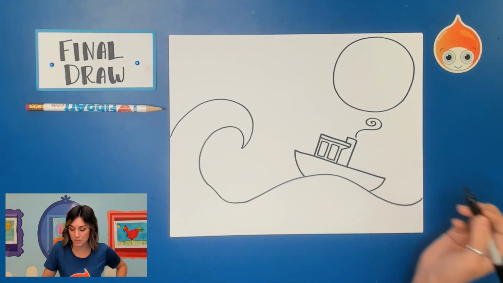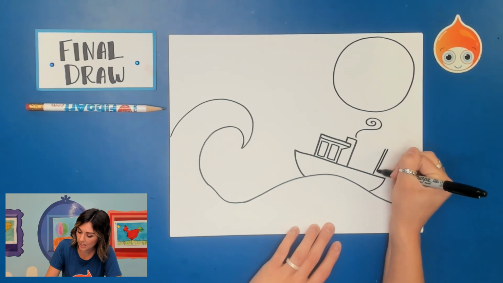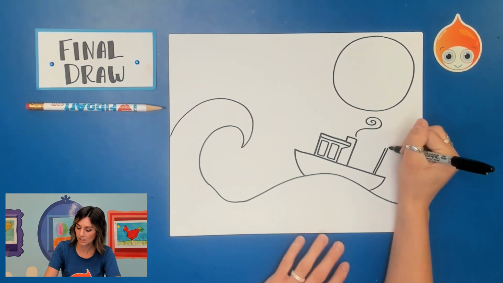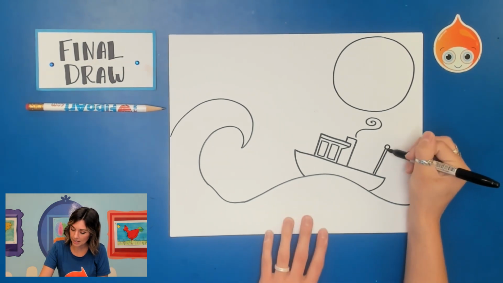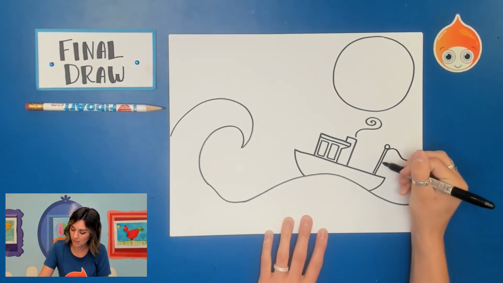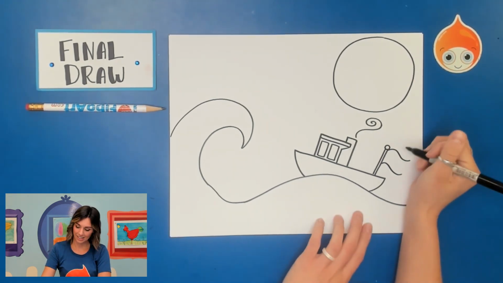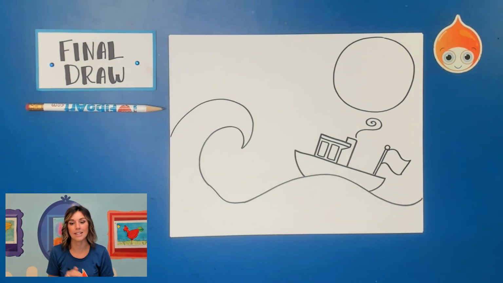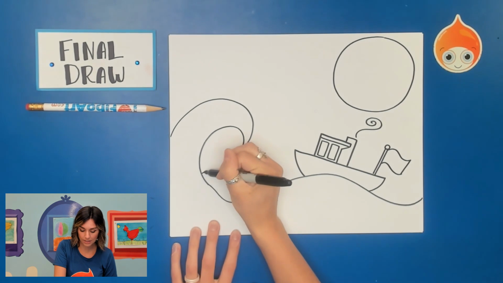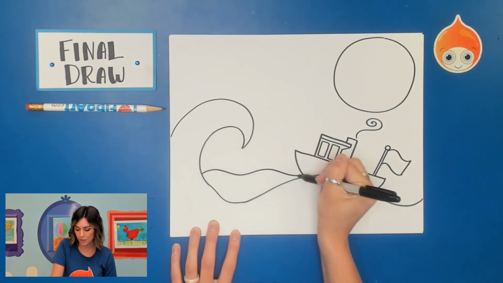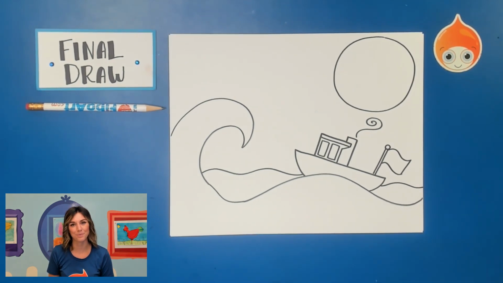I'm going to add a flagpole to the back of my boat by drawing 2 straight lines and a circle and a wavy line on the top and the bottom. And then we'll connect that with a slanted line. Now I do want to add some wavy lines here. Again, there's turbulence in water, so I want to add that there.